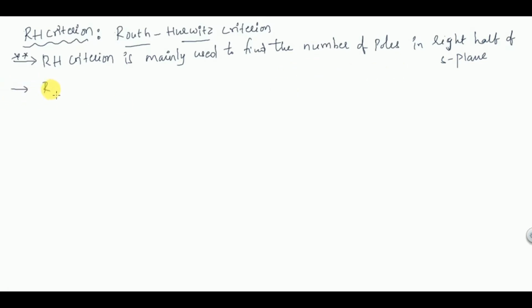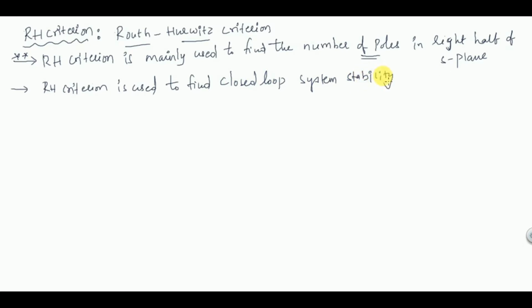So when you find the number of poles in the right half of S-plane, then we can comment on stability. If there are no poles in the right half of S-plane, then we can find the stability of the system also. So this RH criterion is used to find closed loop system stability also. Again, it comes from the first point only.